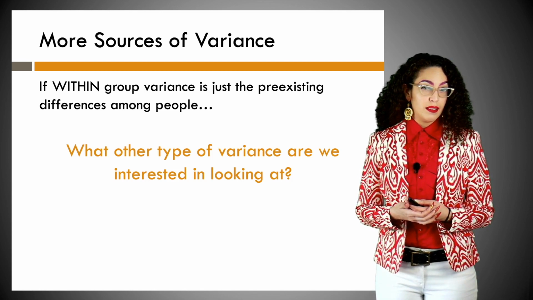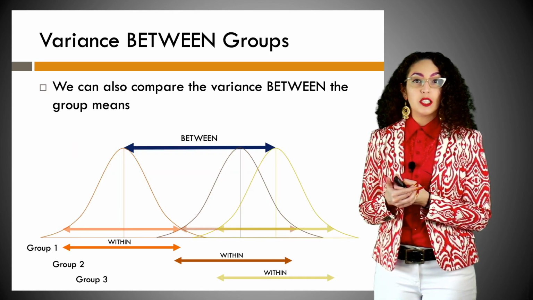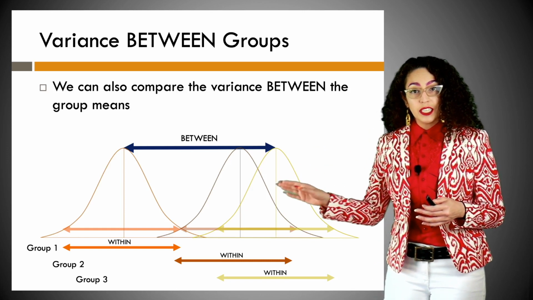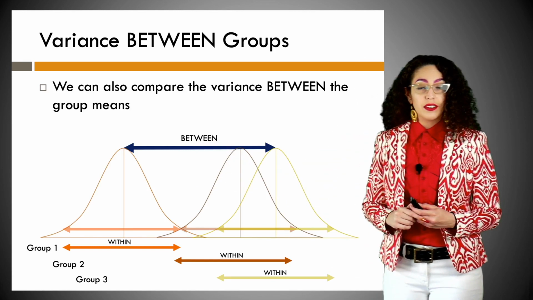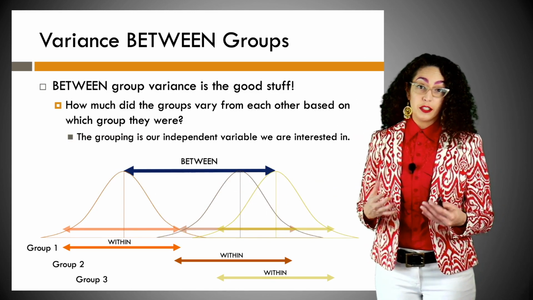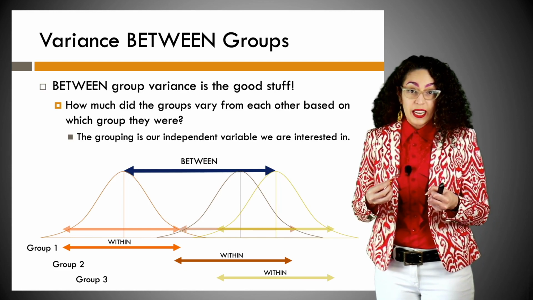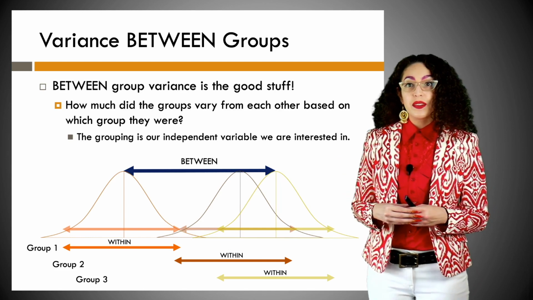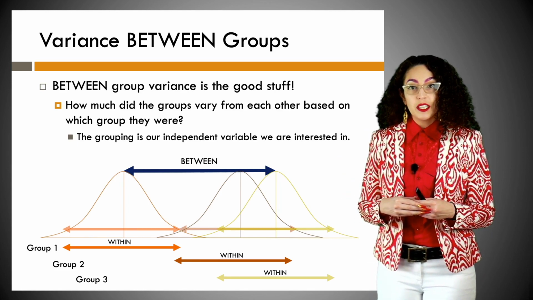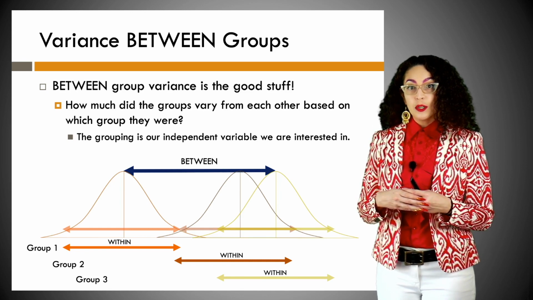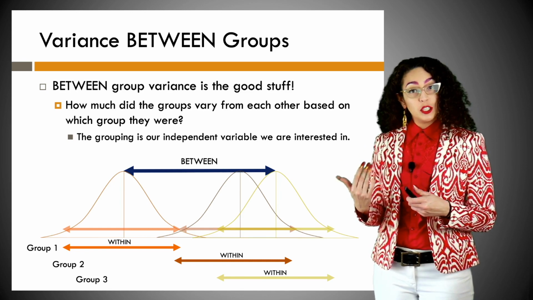We can also look at the variance between groups. We can compare how different on average each group is from the other. Between group variance is the good stuff, at least as a researcher. This is the stuff that we want to investigate because this is the stuff that's due to your independent variable, that grouping variable. So how much did the groups vary from each other based on which group they were in, based on the way that they studied? The grouping variable is our independent variable of interest.